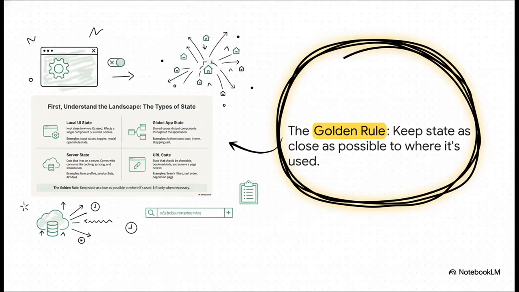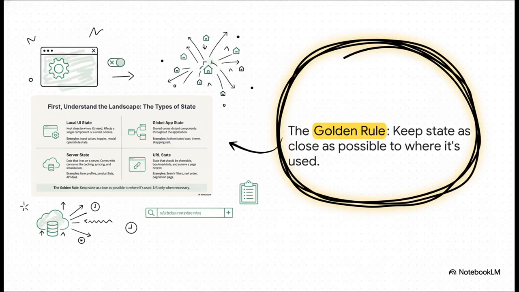You've got local UI state, that's simple stuff, like whether a dropdown is open or closed. Then there's global app state, which is data that lots of different parts of your app need, like the user's account info. Server state is a big one. That's the data that actually lives on your back end. And finally, URL state, which is what makes your pages bookmarkable.